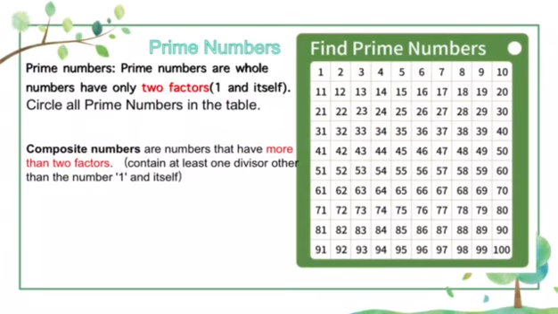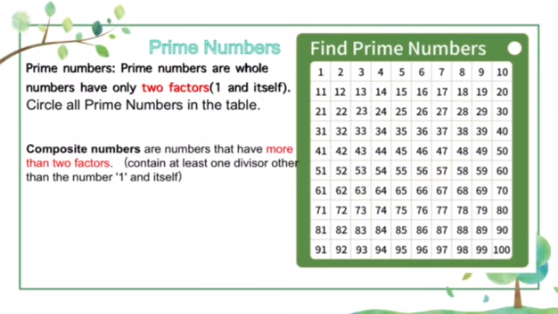So, this one, the prime numbers. Somebody will say, oh, teacher, what are prime numbers? The prime numbers are whole numbers that have only 2 factors, 1 and itself. So we call them prime numbers.